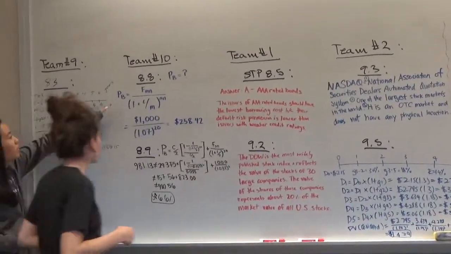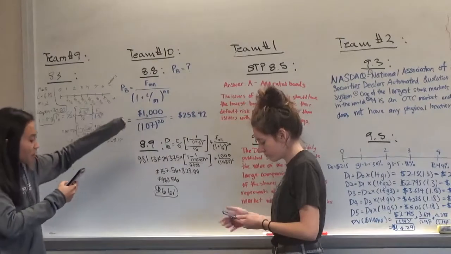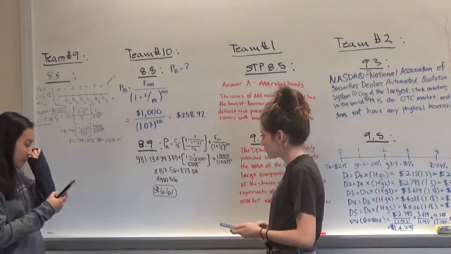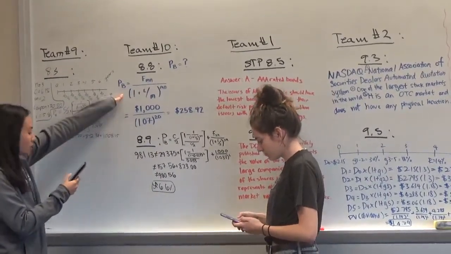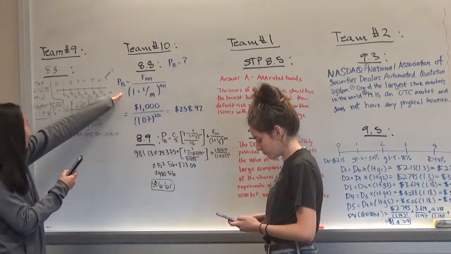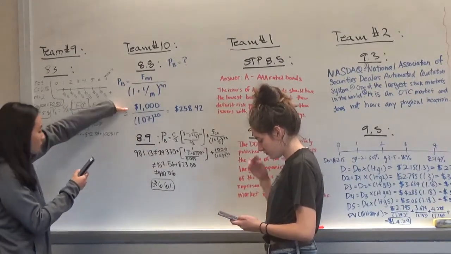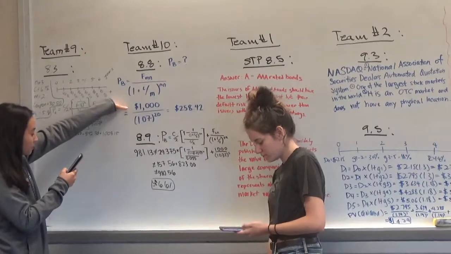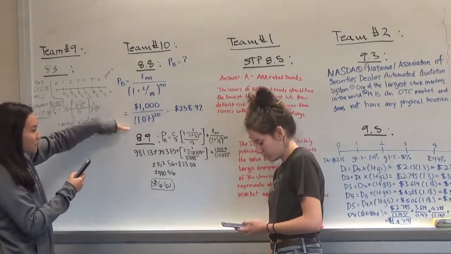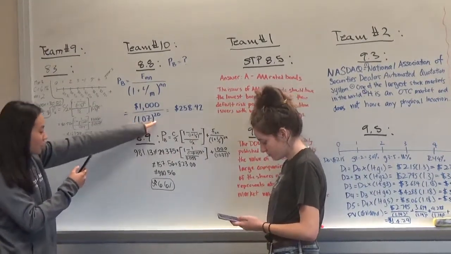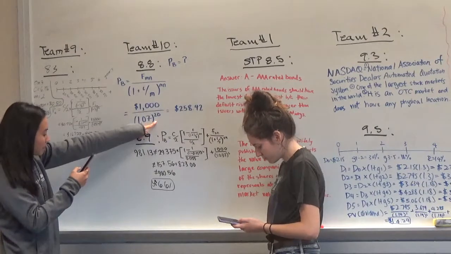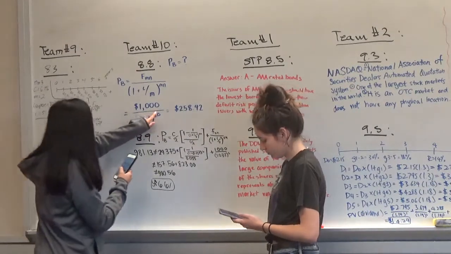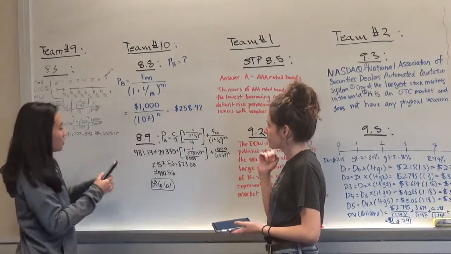For 8.8, we're looking for what the price of the bond will be, but with the appropriate discount at 14%. This is the equation, and for this one, it's $1,000. Then just plug everything in, and it's to the 20th power. That's a huge number, right? But your total is 258.42.